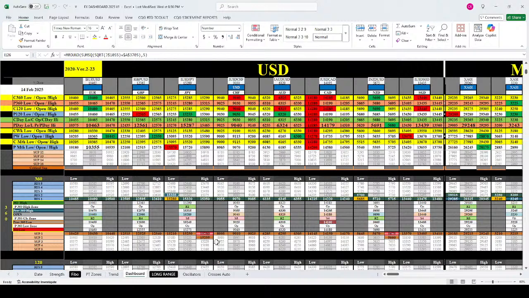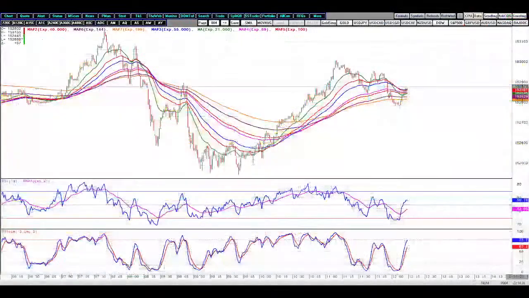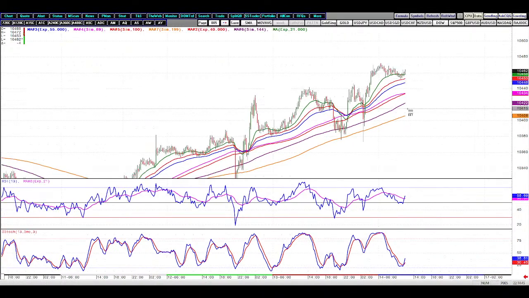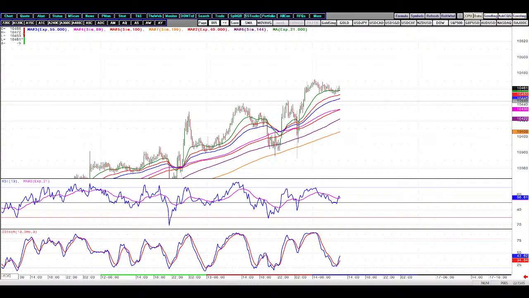So let's see the next chart to give us the confirmation. Looking at the chart for dollar Swiss, this is similar to the euro. Just give me a minute. This is similar to euro. Sorry, this is euro. Sorry.